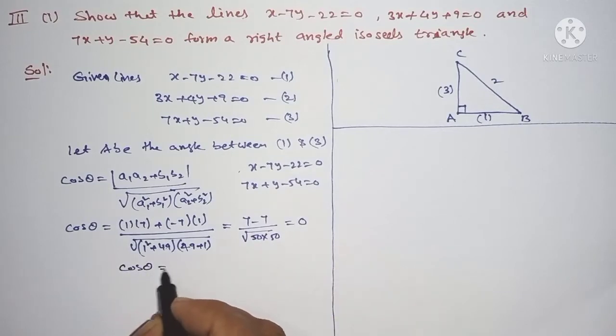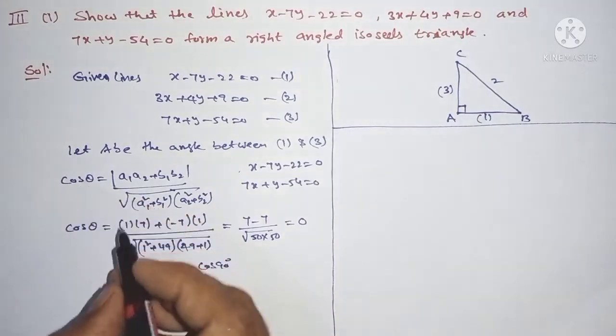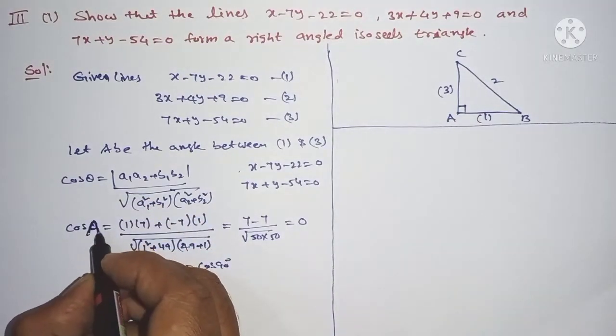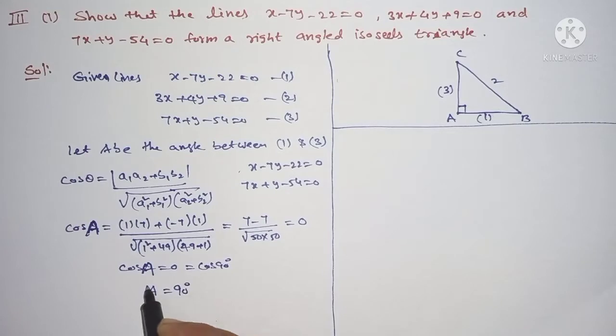Therefore cos theta is equal to 0, which is nothing but cos 90. This cos theta is nothing but cos A. You can write here the angle A. Therefore you can write here cos A. Therefore A is equal to how much, that is 90 degrees. You got here the first angle, A is equal to 90 degrees.